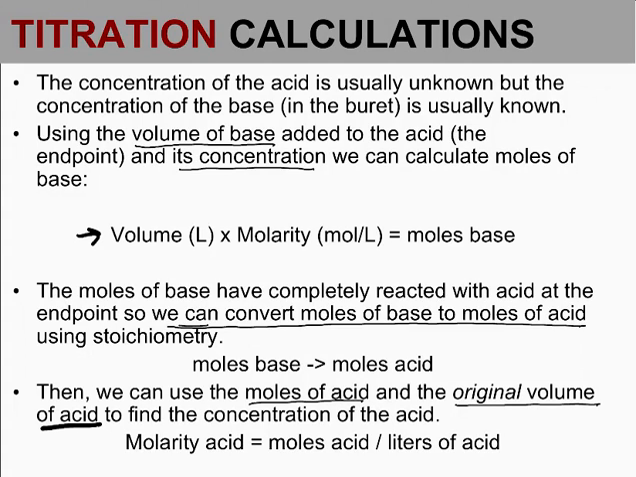So the molarity of the acid is equal to moles of acid over liters of acid. And then we have our unknown concentration, so it's solved. So let's actually put all this into an example and see how this works.